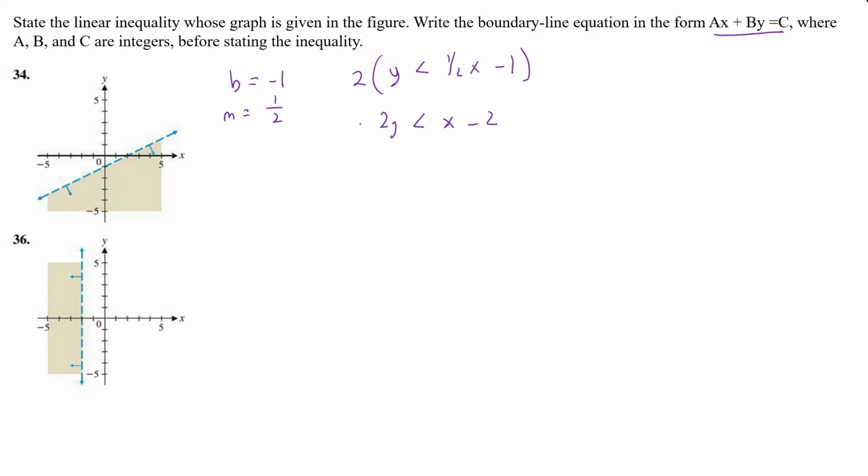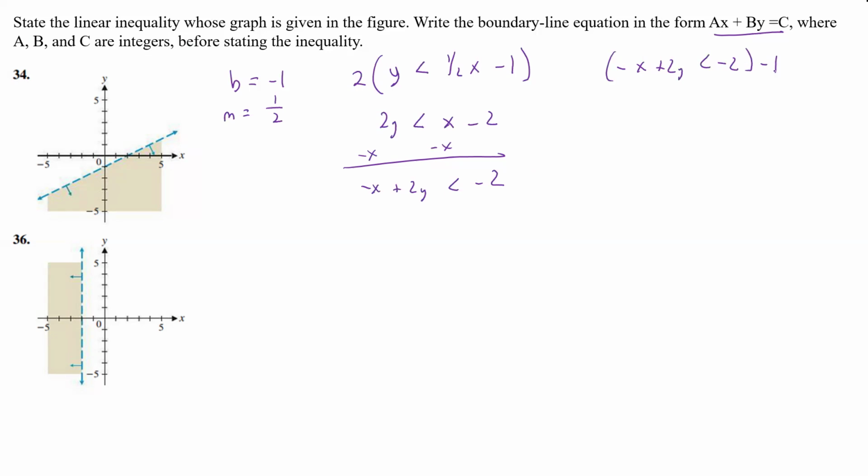Now we need to take the x over here, so we get a minus x, a minus x. So we get minus x plus 2y is less than -2. Now we could change it a little bit because it doesn't have any requirements for a, but sometimes we like a's to be positive. What we could do is multiply through the whole thing by a negative. So we have -x plus 2y less than -2.